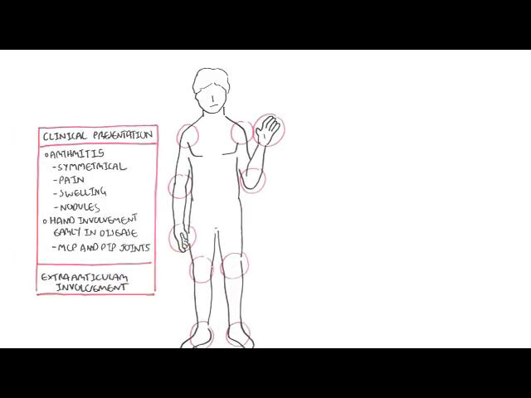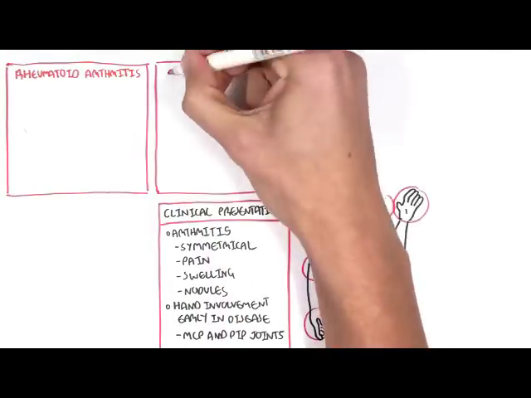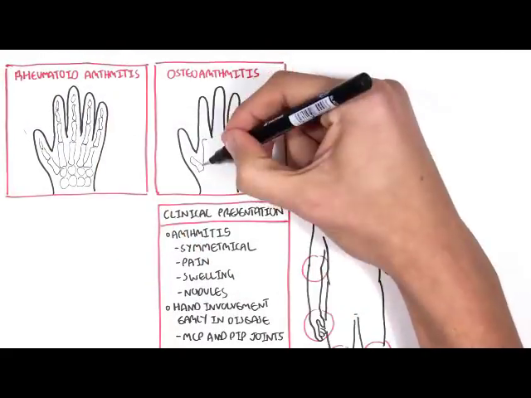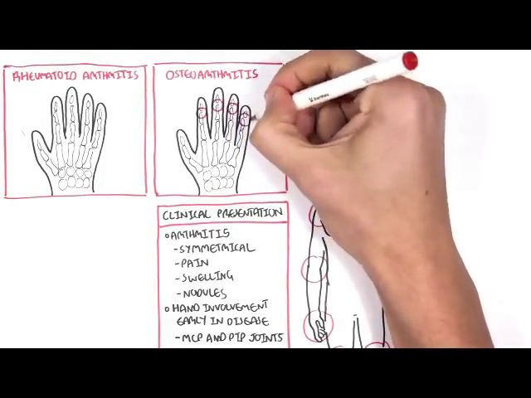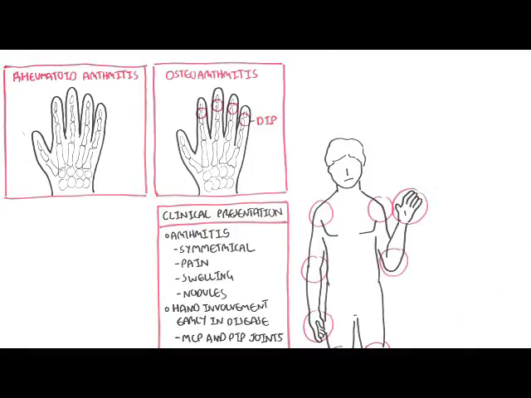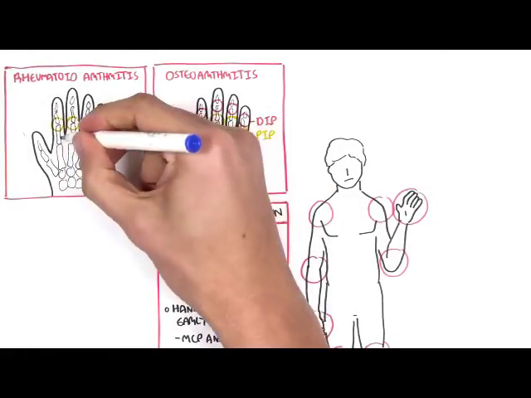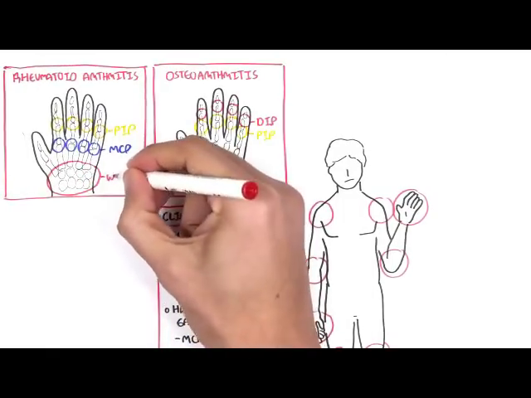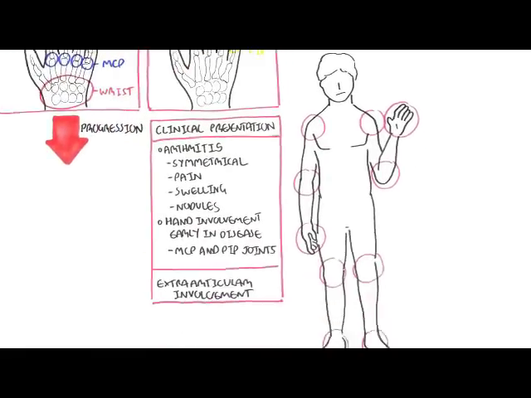But first, let us look at the hand involvement in rheumatoid arthritis and see how it differs to osteoarthritis. So here is rheumatoid arthritis and osteoarthritis. In osteoarthritis, the joints affected are the distal interphalangeal joints as well as the proximal interphalangeal joints. Whereas in rheumatoid arthritis, it is the proximal interphalangeal joints and the metacarpophalangeal joints. As well, you can have other joint involvement, such as the wrist. So these joints are affected early in the disease, in rheumatoid arthritis.